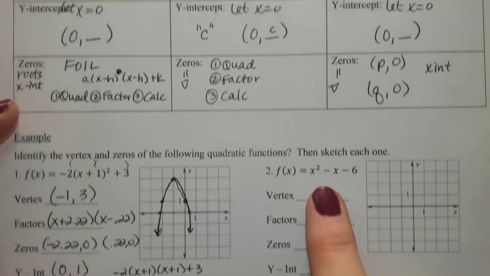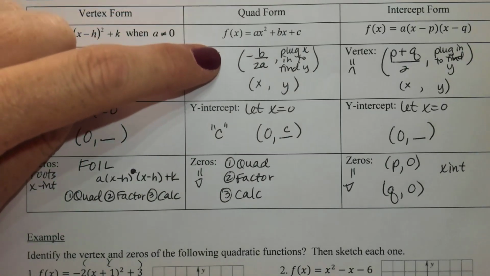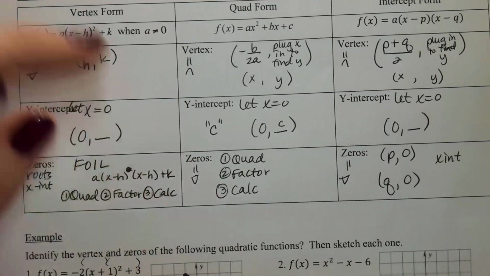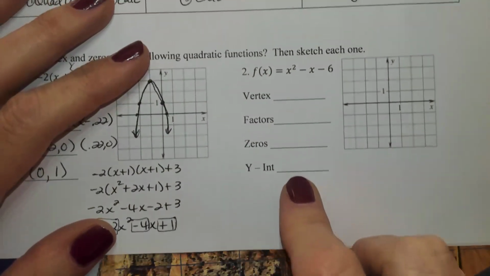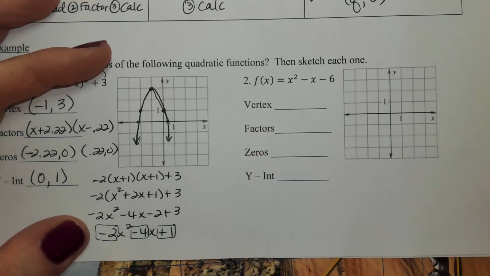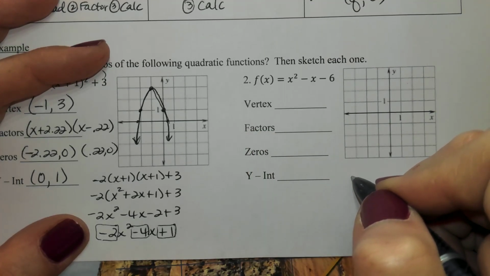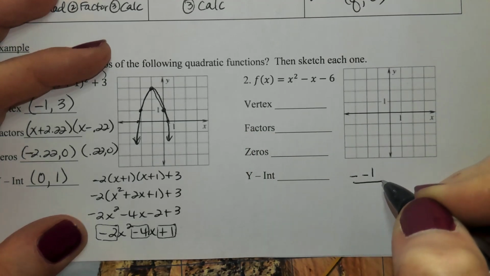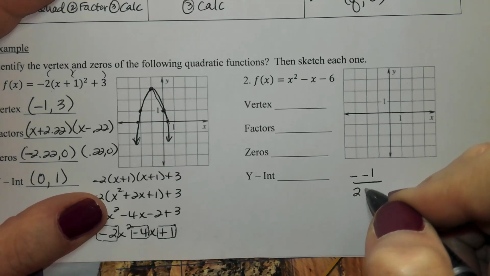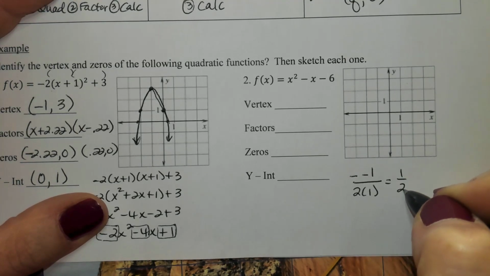Next up, I am in quadratic form. So this is kind of the steps we're going to follow in order to fill out each of these questions. So first up is vertex, which is -b over 2a. So -1 all over 2 times 1 gives me a total of a half.